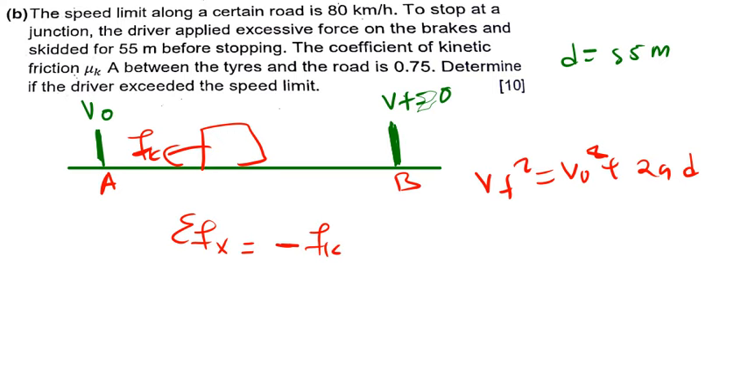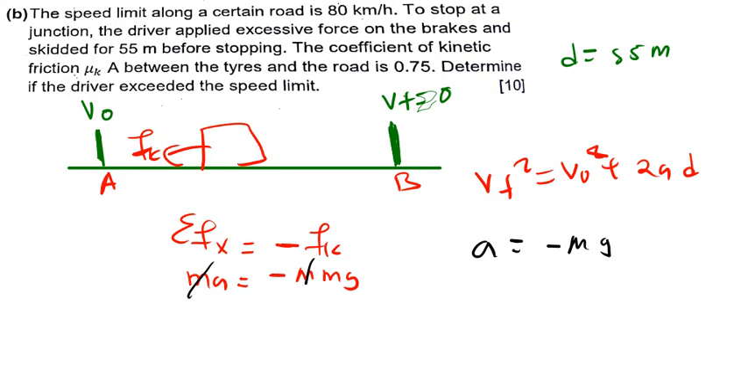This is going to be replaced by ma, to be equal to negative mu times mg, because normal force is mg. I can definitely cancel m, and I've not been given m. Acceleration will be equal to negative mu times g, and that's the reason why we said it is decelerating. Acceleration is going to be negative. This is where it's coming from, guys.